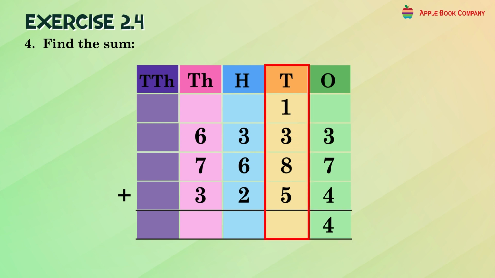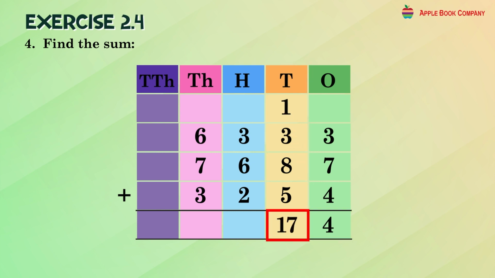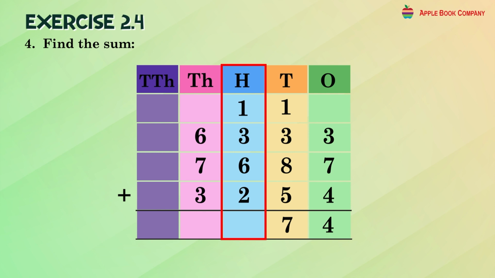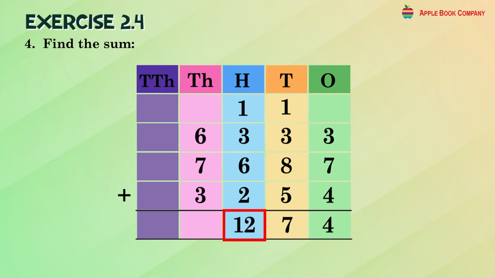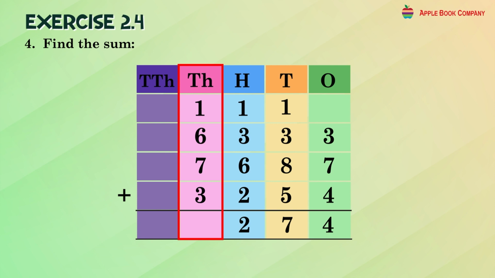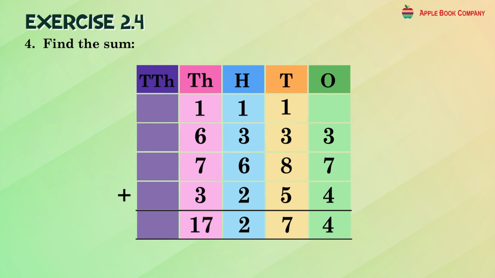Now 1 plus 3 plus 8 plus 5 gives us 17. We write 7 at the bottom and take 1 to the top of hundreds. Now 1 plus 3 plus 6 plus 2 in hundreds gives us 12. Now we write 2 at the bottom and carry 1 to the thousands. Now when we add the thousands, which is 1 plus 6 plus 7 plus 3, we get 17. And when we carry 17's 1 to the 10,000s, we get 17,274 as our total.